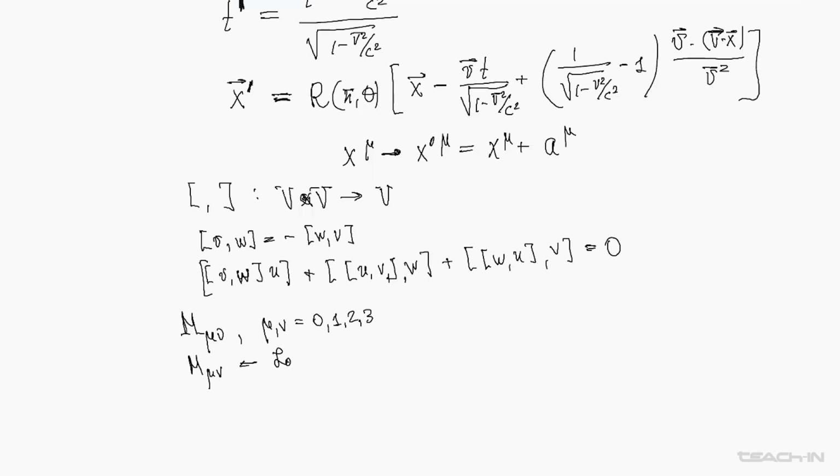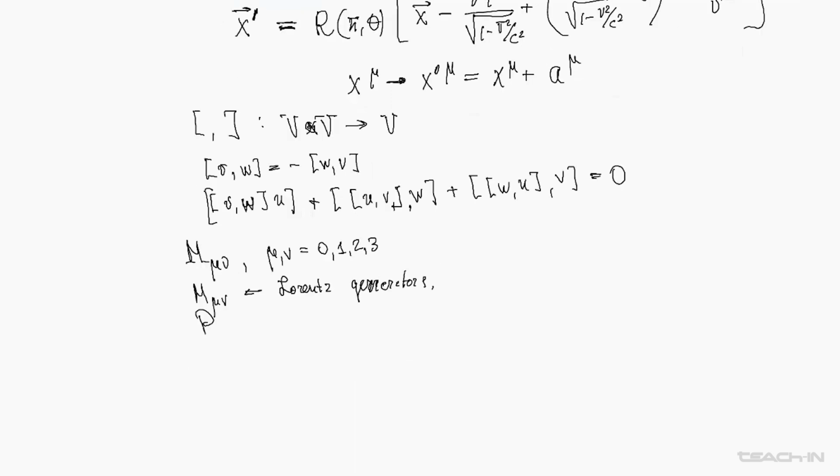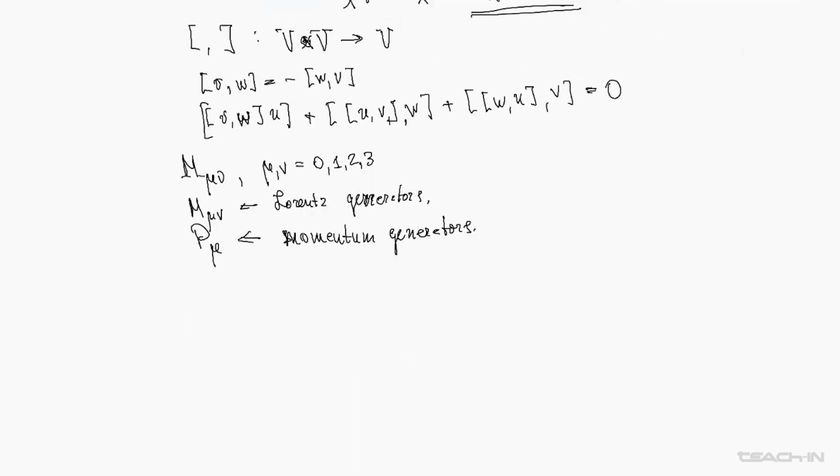And in addition to Lorentz generators, there will also be generators responsible for these shifts. These shifts, I denote by P mu. These will be the generators called momentum generators, or generators of momentum. We will see a little later that space-time shifts are related to the momentum of our dynamical system, and so it's very natural to call this P mu also momentum generators.